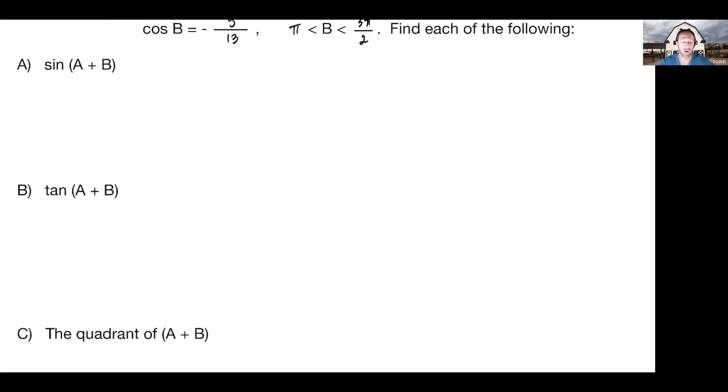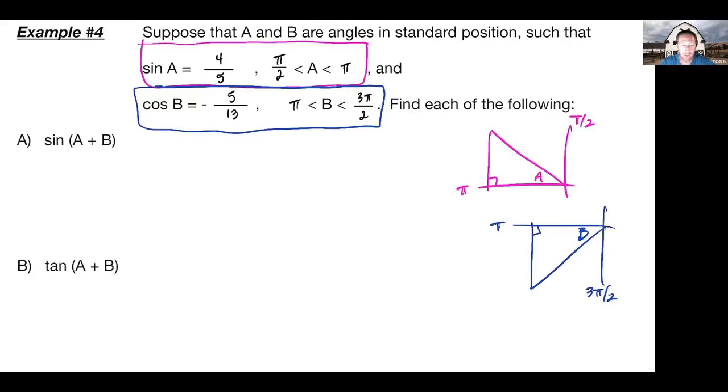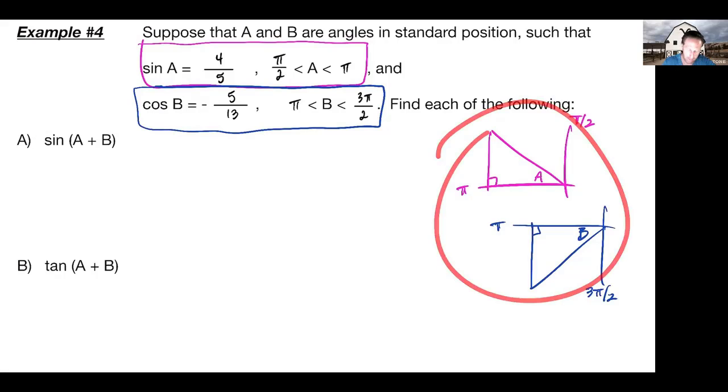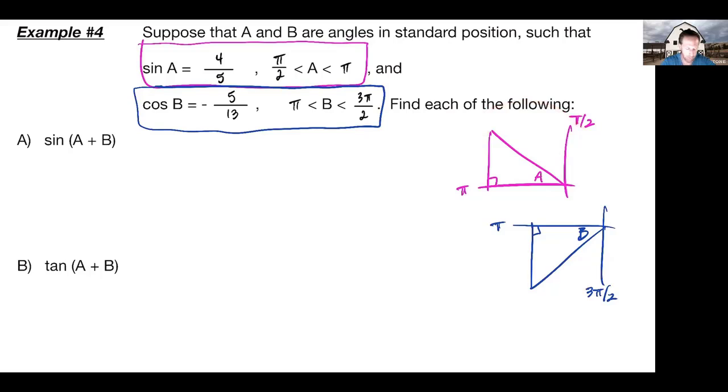I do want to know the quadrant of it. By it, I mean A plus B again. So I always like to start by drawing it. You could also start by just rewriting the sine of A plus B, but I'm going to go ahead and start here because I already know what I'm going to have to do in order to find these two things. Okay, so I know that A, my angle, was between pi over 2 and pi. So we're in quadrant 2. Then I'm going to do angle B, which is between pi and 3 pi over 2 in quadrant 3.